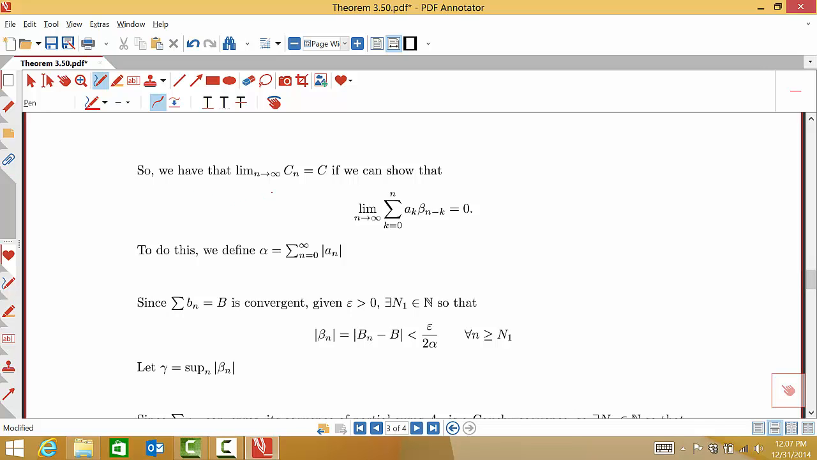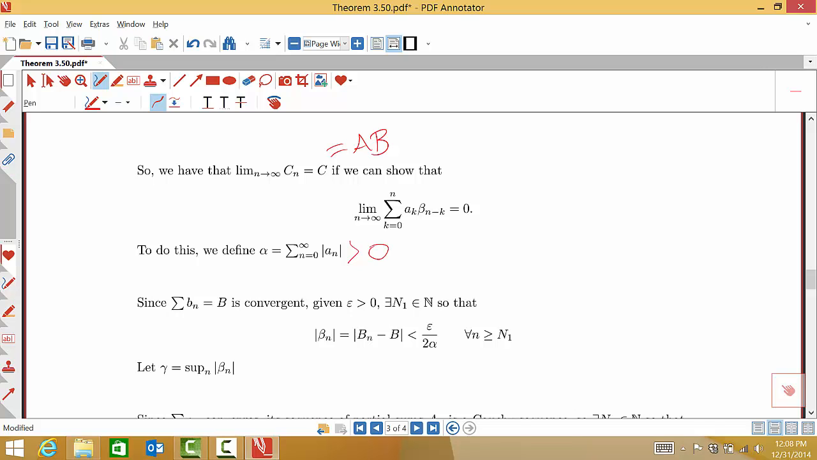We can show that this limit as n goes to infinity, the partial sum c sub n converges to c equals a times b. That's important, that's what we're trying to do, if we can show that this other part goes to 0. Now to do this, we do need a little bit more machinery here. We're going to define the number alpha to be the sum n equals 0 to infinity of the absolute values of a sub n. This is why we need the series to be absolutely convergent. We need this number to make sense, and without losing too much, we can assume this is a positive number.